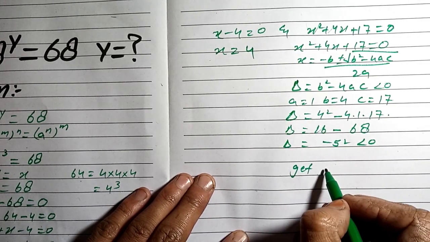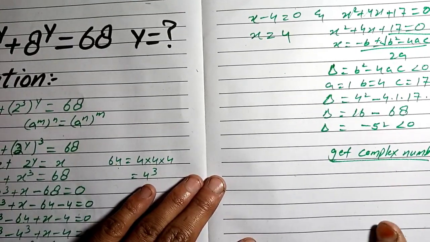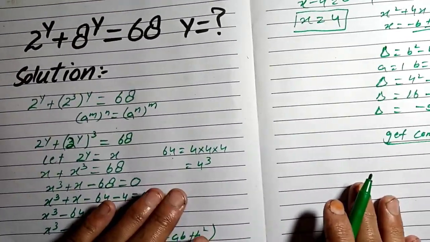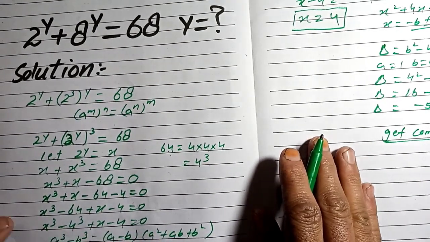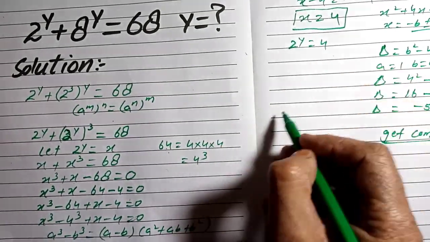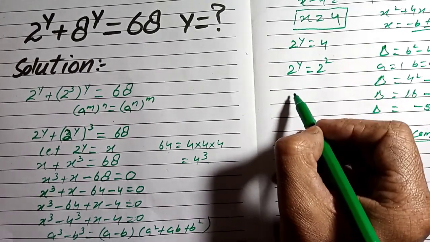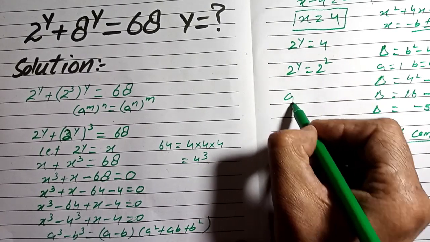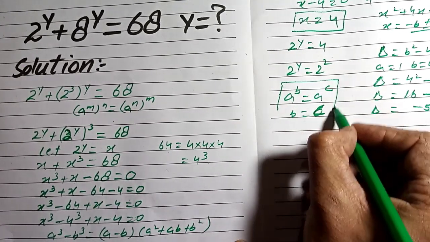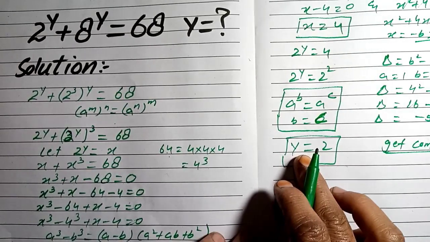So we get complex numbers, so there is no real solution from this equation. So we take the value x = 4. We let x = 2^y, so putting in the value, 2^y = 4. We can write 2^2. Using the power rule, if a^b = a^c, then b = c. So by using this power rule, we get the value of y = 2.